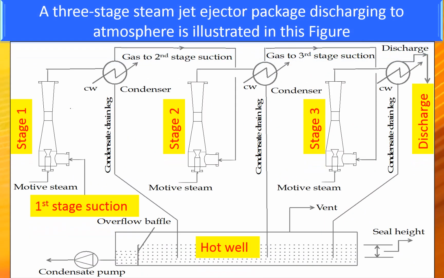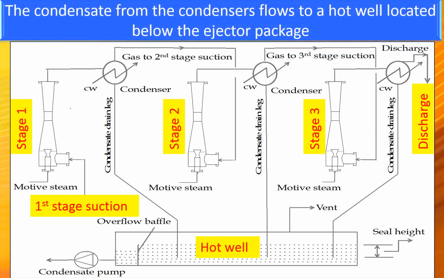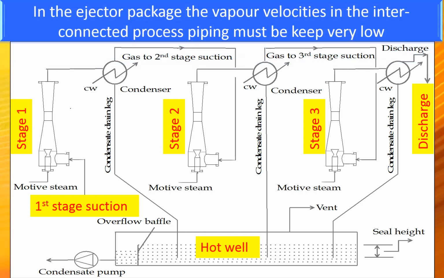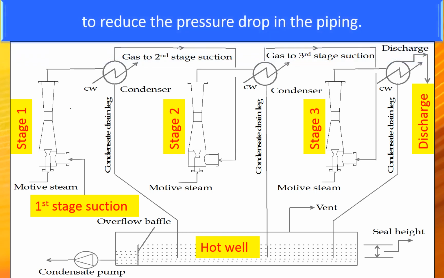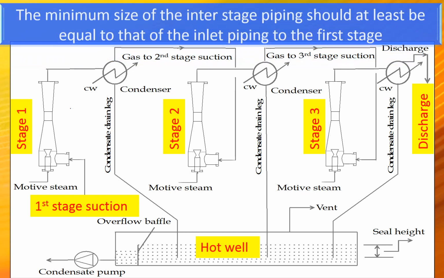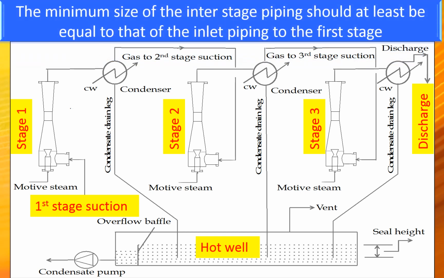A three-stage steam ejector package discharging into atmosphere is illustrated in this figure. The condensate from the condensers flows to a hot well located below the ejector package. In the ejector package, the vapor velocities in the interconnected process piping must be kept very low to reduce the pressure drop in the piping. Otherwise, it will increase the compression ratio for the ejector stage. The minimum size of the interstage piping should at least be equal to that of the inlet piping to the first stage.